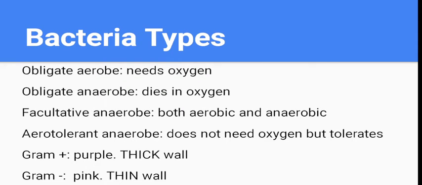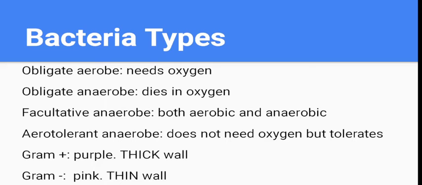Bacteria types. Obligate aerobe means it needs oxygen. Obligate anaerobe dies in oxygen. Facultative anaerobe means it can switch between aerobic or anaerobic. This is pretty easy. And then aerotolerant doesn't need oxygen, but it tolerates it. Basically, if you understand the wording of it, you only have to memorize the definitions. The wording basically tells you what it is. But if you didn't know the wording, you probably could miss it on the test.